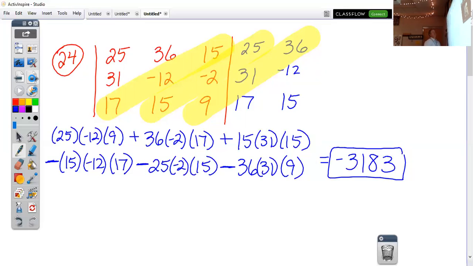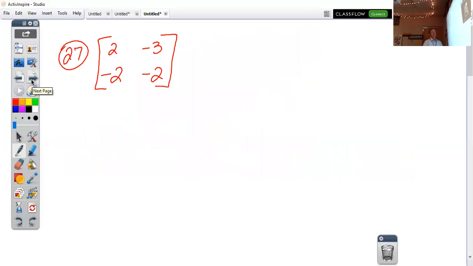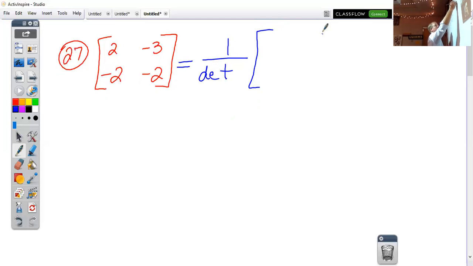All right, 27. We are finding the inverse of this matrix. Okay. So like I told you earlier, you use the determinant to find the inverse. So what is the inverse? It's 1 over the determinant times a new matrix. And here's your new matrix.